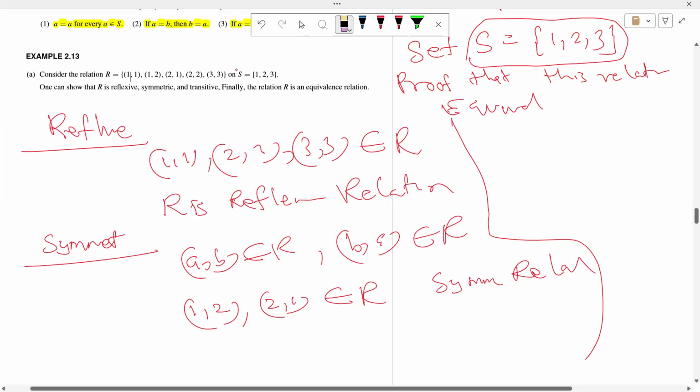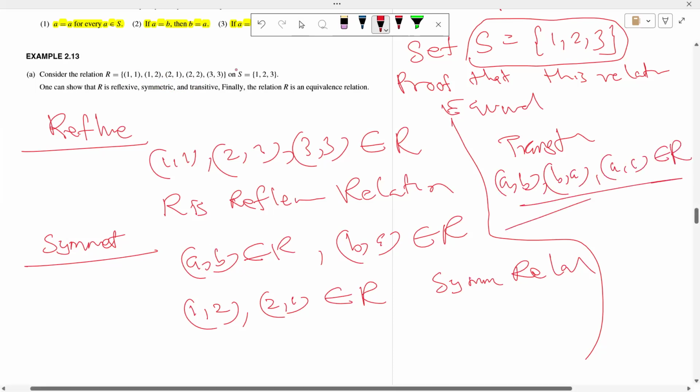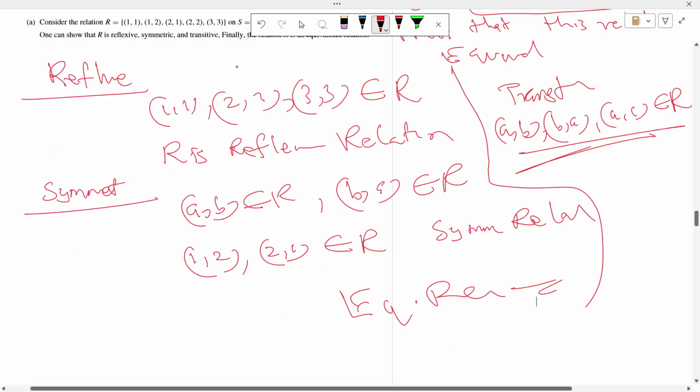The next one, just look here: 1 comma 2 and 2 comma 3, right? Here 1 comma 2 we need, and 1 comma 2 is already there. So this relation is also transitive, because whenever A comma B and B comma C are in R, A comma C also belongs to R. Because of that, we can say this is a transitive relation. So this is reflexive, symmetric, and transitive. Then we can say this relation is an equivalence relation, right? That is the way we can prove this type of question.